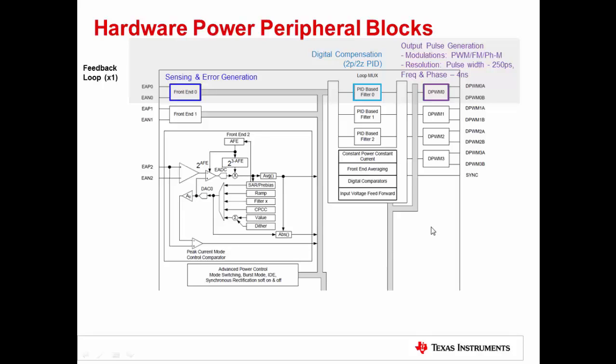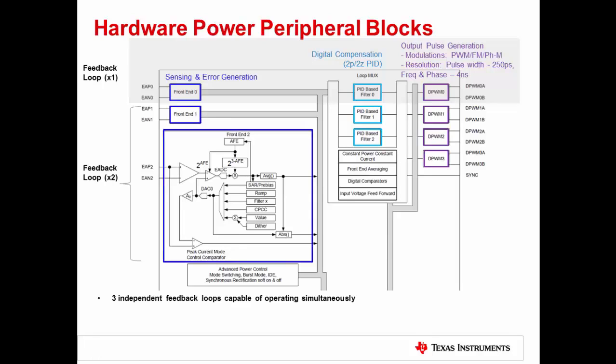3 sets of these fundamental loop control blocks are available in the UCD3138. In addition, a 4th DPWM block is also available for generating additional control signals such as synchronous rectification.